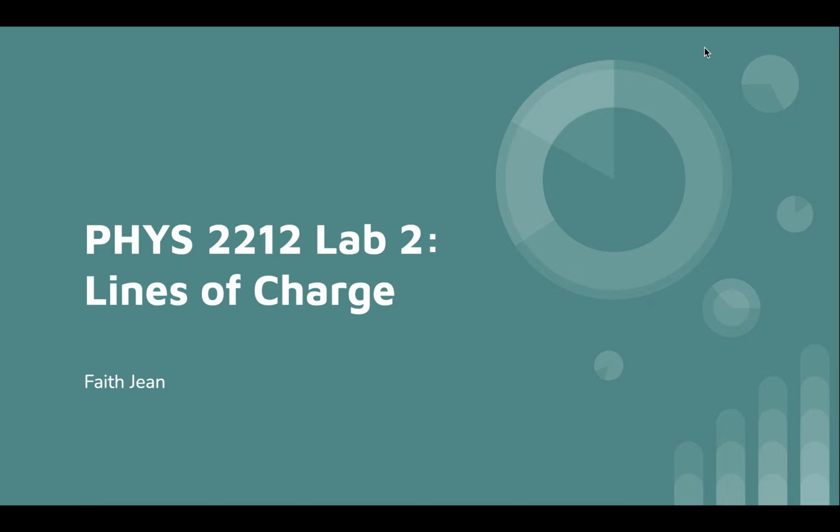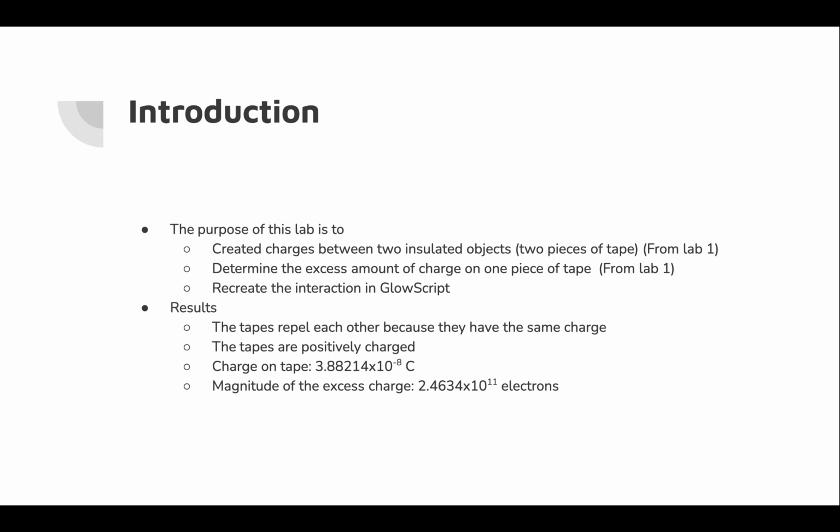Hi, my name is Faith Jean, and I'll be introducing Physics 2212 Lab 2, Lines of Charge. The purpose of this lab is to create charges between two insulated objects, which would be tape, determine the excess amount of charge on one piece of tape, and recreate the interaction in GlowScript.